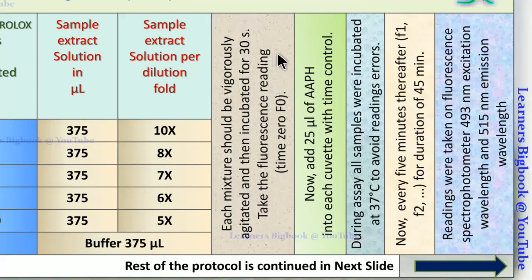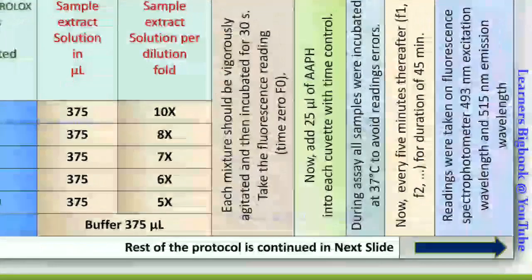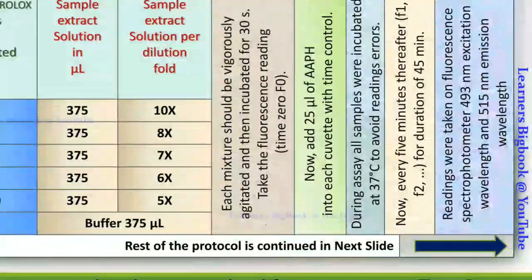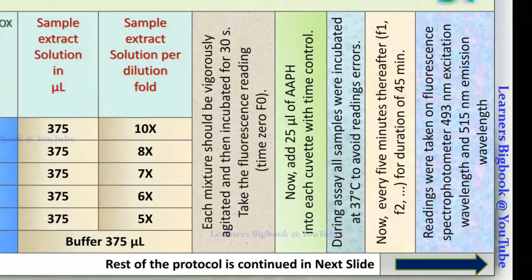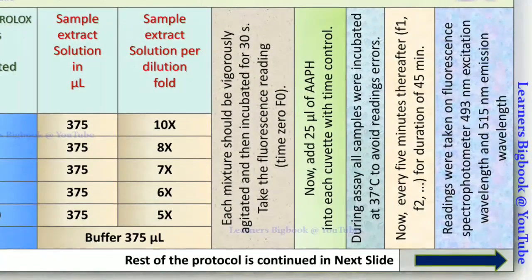When you take that reading, it will be considered as F0. That is the first reading where the adding of the AAPH is not initiated. Here there is only the sample, the standard reference antioxidant, that is the Trolox, and the fluorescein. So whatever fluorescence is present here will be considered the F0 reading, which is before the reaction started.